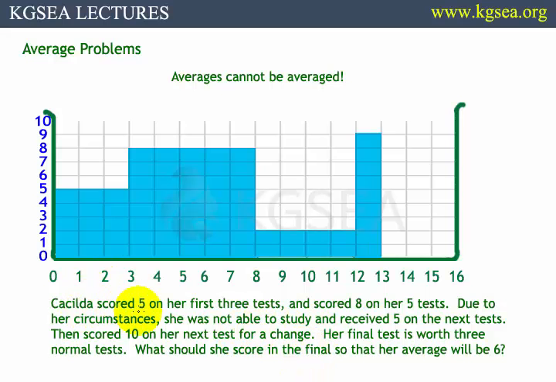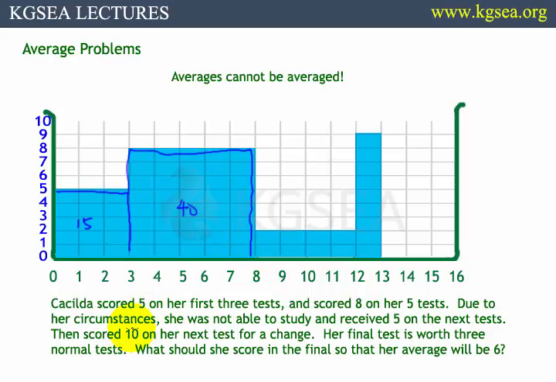Okay, Casilda scored 5 on her first 3 tests. We see a score of 5 on the first 3 tests. You know it's going to give us a total of 15, so why don't we save time and write it? And she scored 8 on her 5 tests. So there are 5 tests and she scored 8, so she got 40 points here.